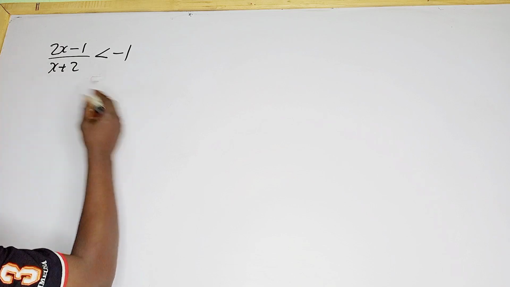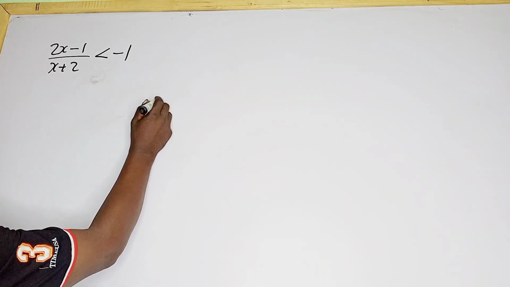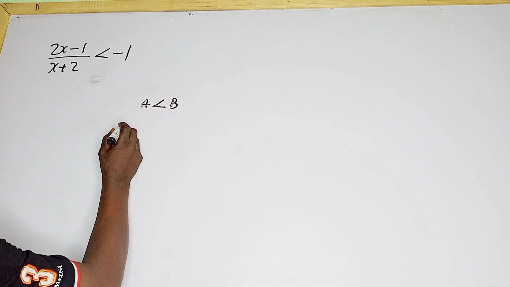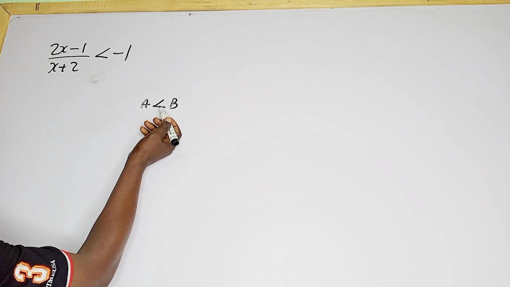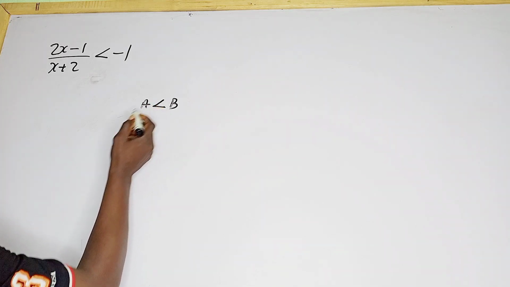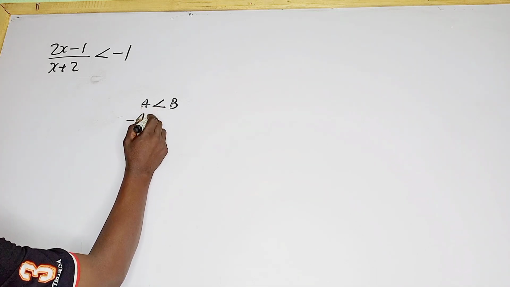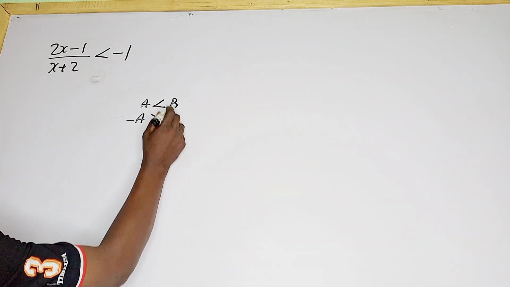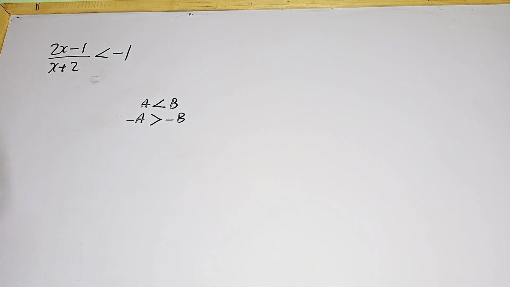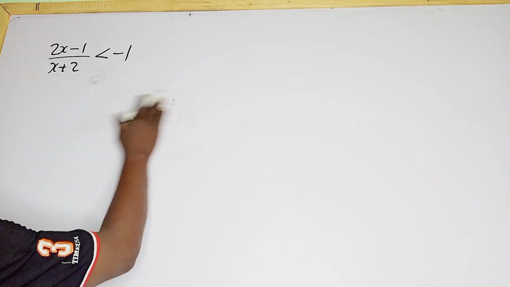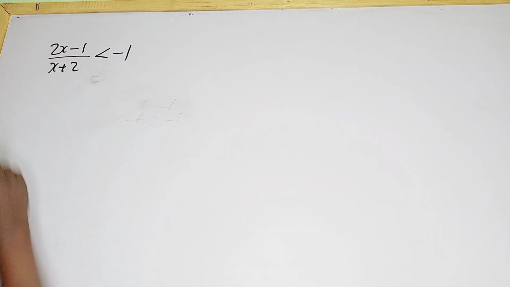Remember the laws of inequality say if A is less than B, and we multiply both sides by a negative sign, the inequality sign has to reverse. If we multiply here by a negative sign, the inequality sign has to become greater than. We also multiply here by a negative sign. So we don't know the sign of the expression at the denominator, and we can't carry out cross multiplication. What then do we have to do?